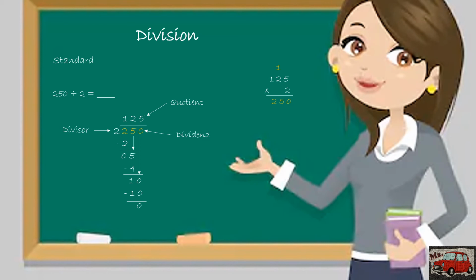So, ilalagay ko siya dun sa tapat ng 5. So, katabi ng 1. So, 2 times 2 is equals to 4. And then, ibababa ko siya. And itatapat ko siya dun sa 5. Then, subtract it. So, 5 minus 4 is equals to 1. And then, ibababa ko na yung susunod na number which is 0. So, I have now 10. And then, that 10, I will divide it by the divisor which is 2. So, 10 divided by 2, the answer is 5.